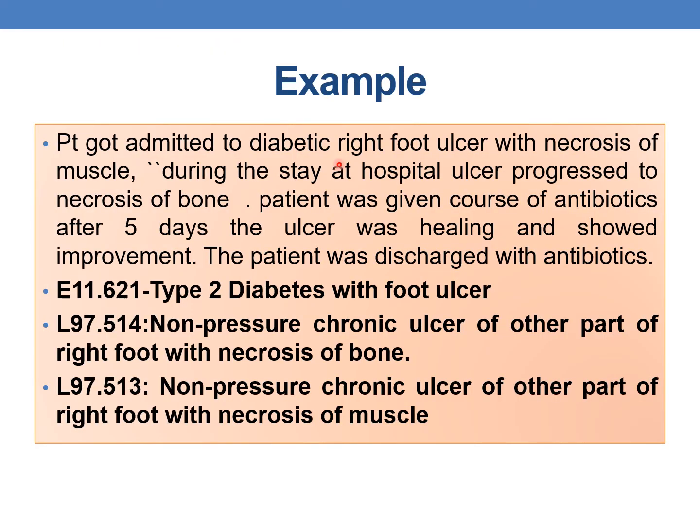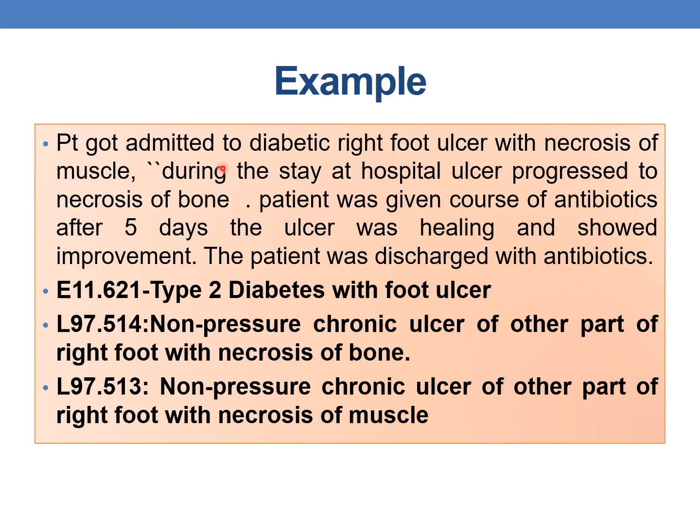The patient got admitted with diabetic right foot ulcer with necrosis of muscle. During the stay at the hospital, the ulcer progressed to necrosis of bone. So it progressed from one stage to another stage. And the patient was given a course of antibiotics and after 5 days, the ulcer was healing and showed improvement. The patient was discharged with antibiotics.